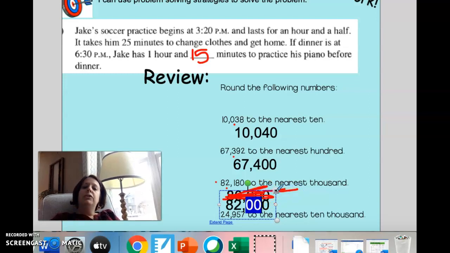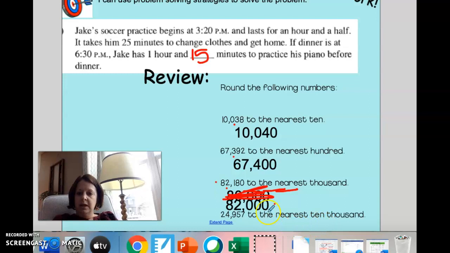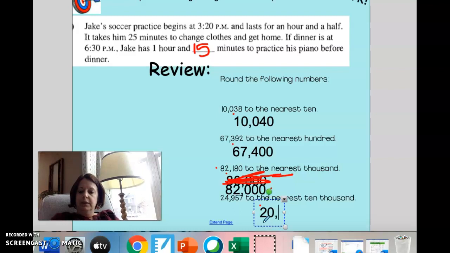So 82,180 rounds to the nearest thousand, 82,000. I apologize. Next I have to round 24,957 to the nearest 10,000. So it's either going to be 20,000 or 30,000. And although it's close, it's going to round to 20,000. 20,000 is where it rounds.